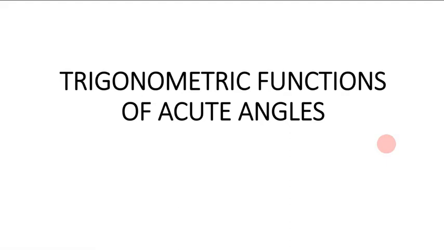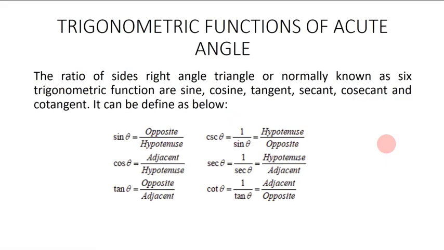For trigonometric functions of an acute angle, the ratios of the sides of a right angle triangle are normally known as the six trigonometric functions: sine, cosine, tangent, secant, cosecant, and cotangent. They can be defined as below. Sine theta is equal to opposite over hypotenuse. Cos theta equal to adjacent over hypotenuse. Tangent theta equal to opposite over adjacent.